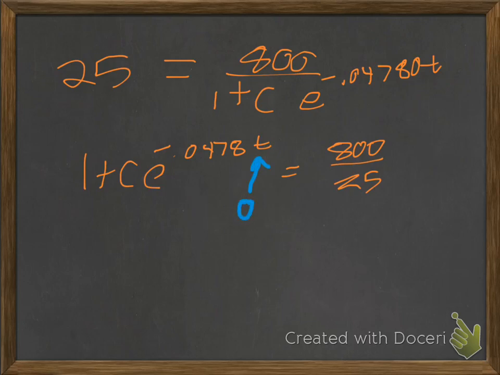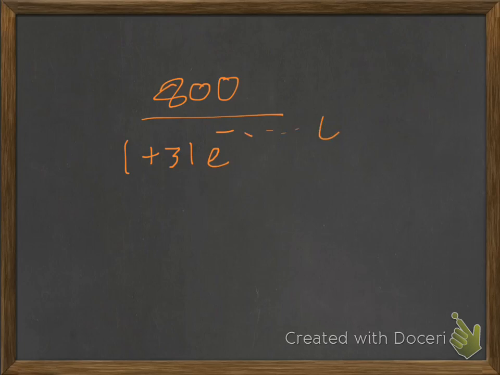Anything to the 0 is 1, so it's just 1 plus C equals whatever 800 divided by 25 is, what, 32? So we get C equals 31 if we subtract 1 from both sides. That's our function. We get to utilize that for, I got this now, what is it, 800 over 1 plus 31 e to the negative 0.04728 t. That's the function we can use then to evaluate that last question: what's the population at a given year, sub in your year, good to go.